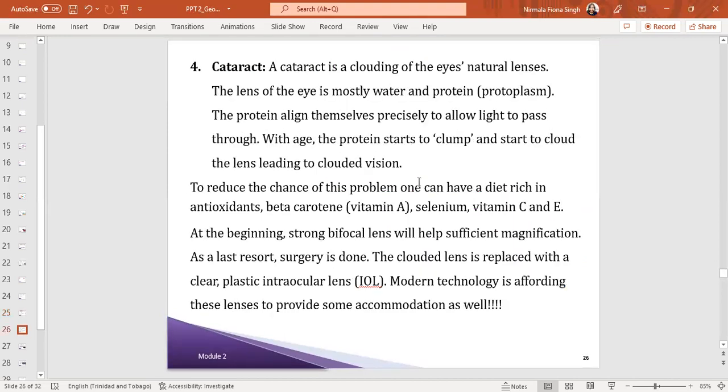Cataract. Cataract is not an optical event. It's what we call a metabolic problem. So let's just read it. Cataract is a cloudiness of the eye's natural lens. The lens of the eye is mostly water and protein, protoplasm. Right? These proteins align themselves precisely to allow light to pass through. With age, these proteins start to clump up and start to cloud the lens, leading to clouded vision.